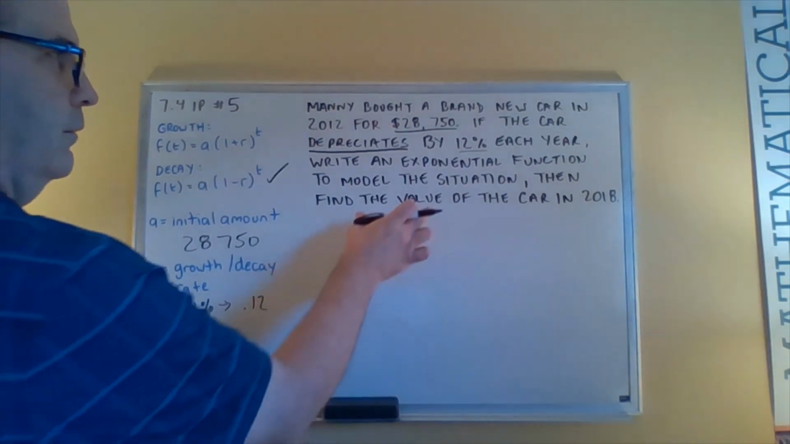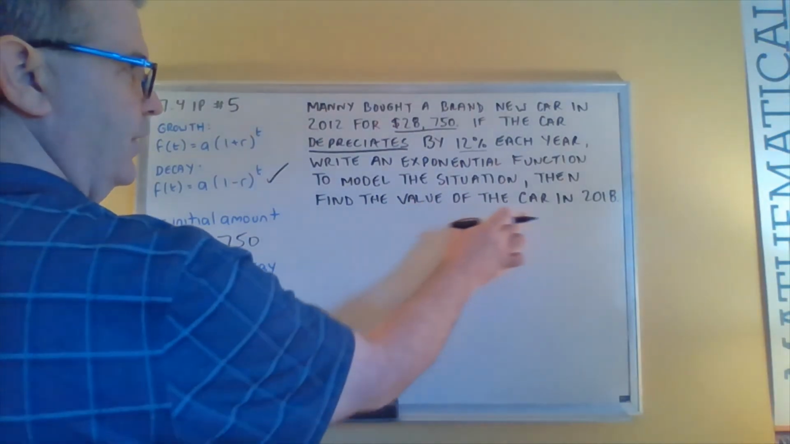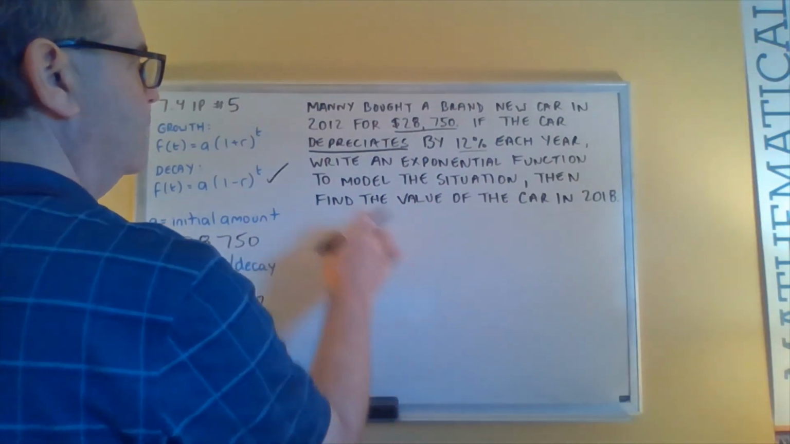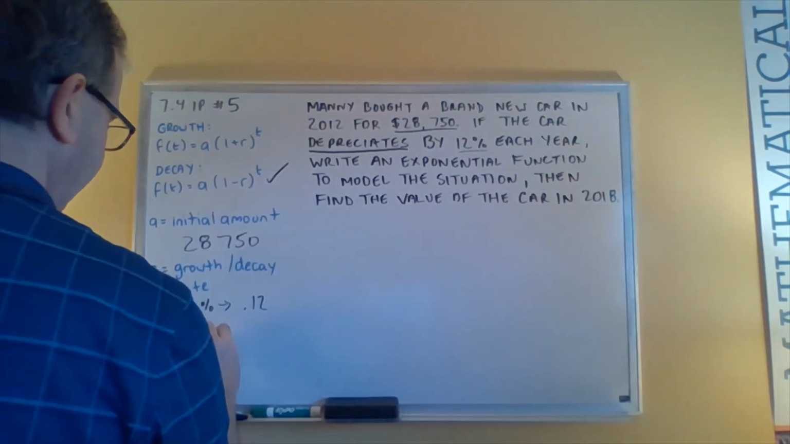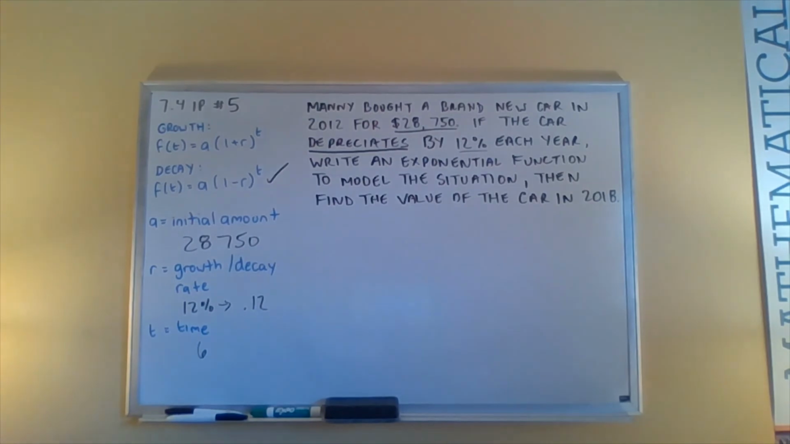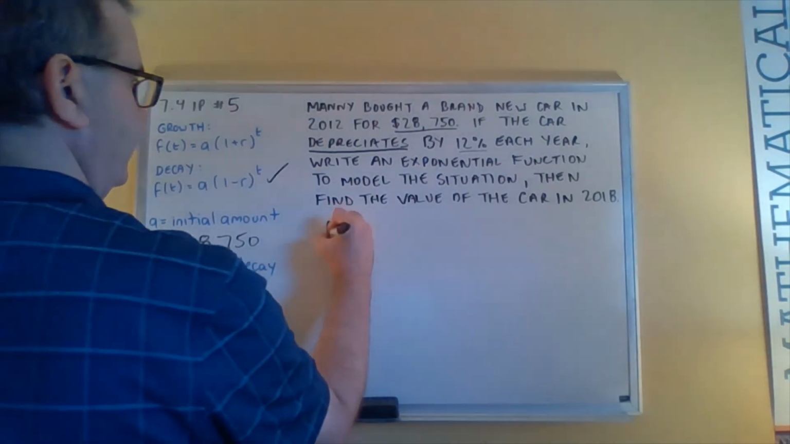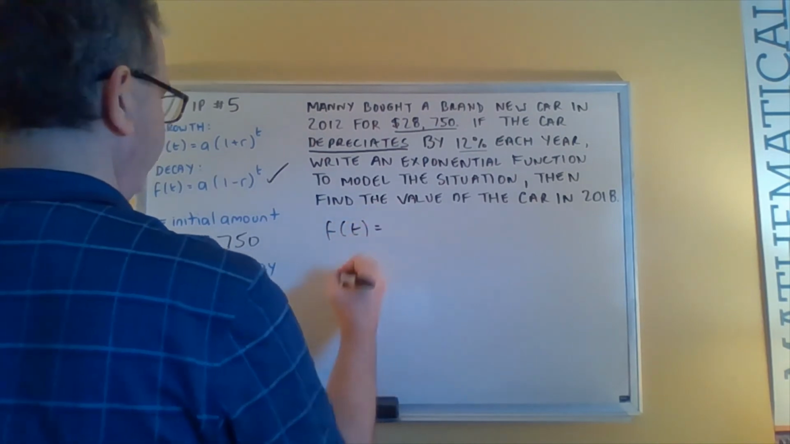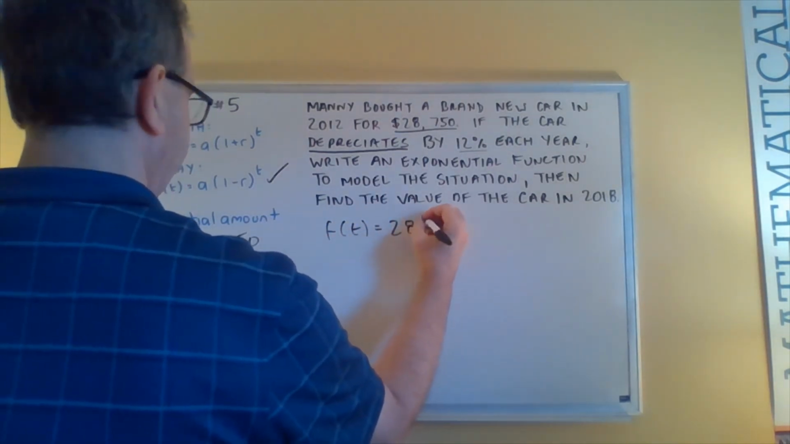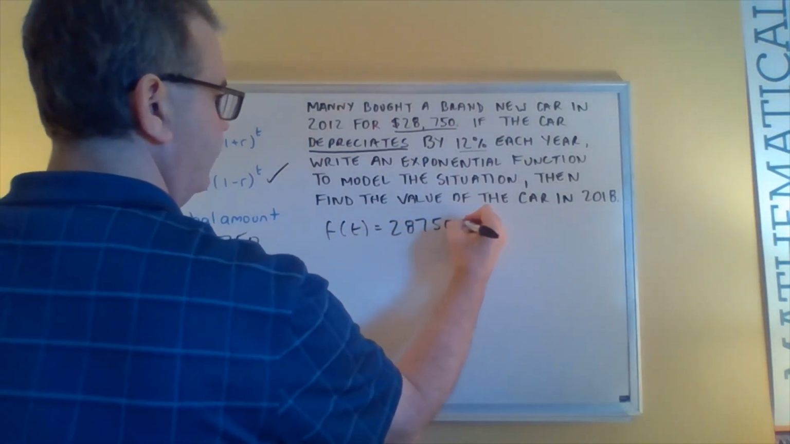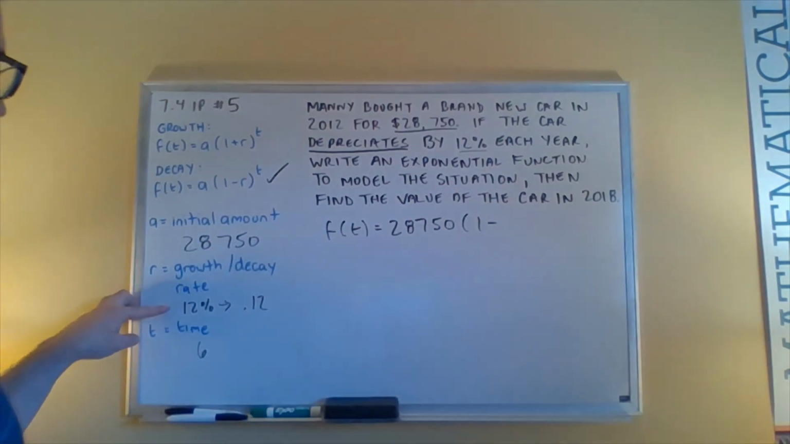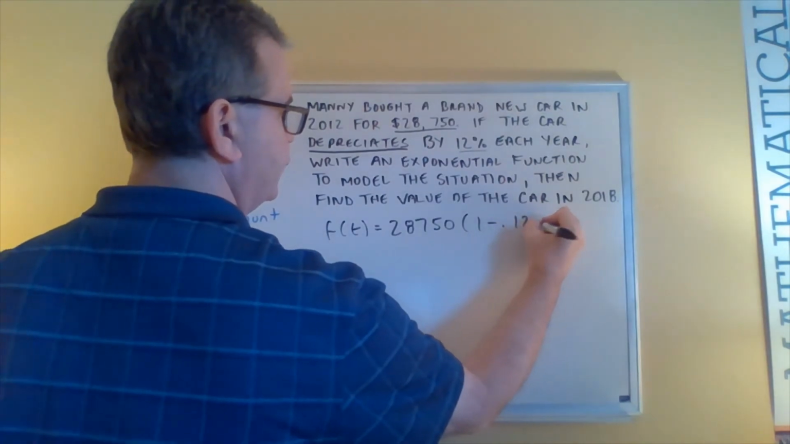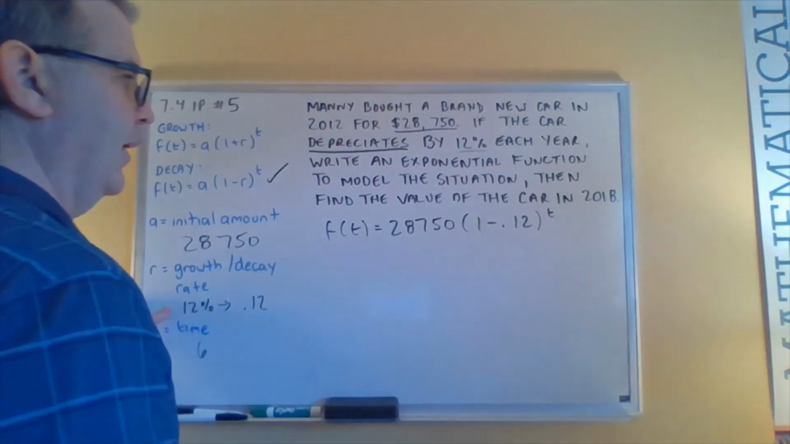But when we're answering the last question here, find the value of the car in 2018. We started in 2012, ended up in 2018. That's a difference of 6 years. So t will equal 6. Now let's plug our numbers into our formula. So we'll have f of t equals our initial amount of 28,750 times 1 minus, because it's a decay function, so 1 minus 0.12 raised to the t power.